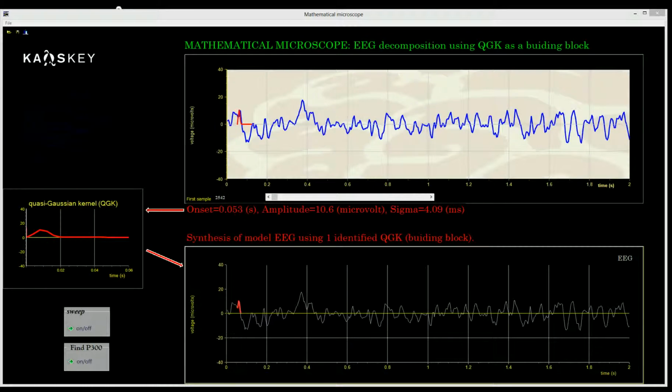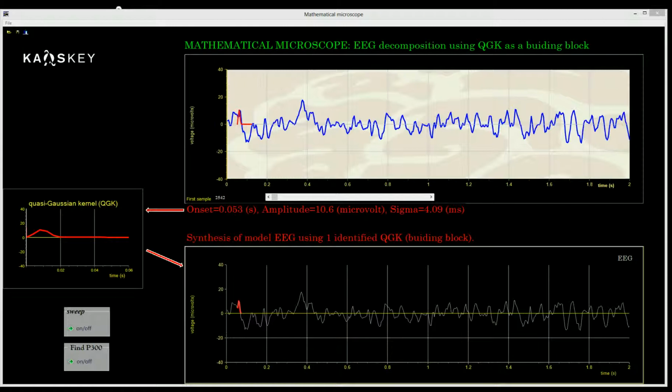To demonstrate performance of the mathematical microscope, the animation is stopped. Now, the motionless blue line in the upper panel of the screen is a 2-second segment of the EEG. The mathematical microscope decomposes the EEG into functional components, i.e., elementary building blocks from which the signal is composed.